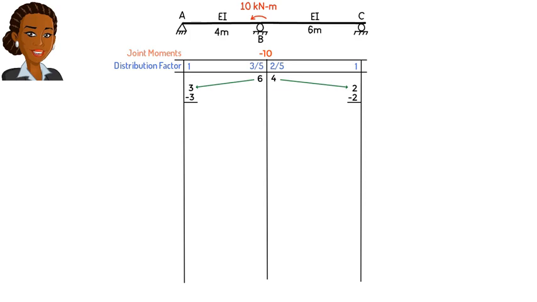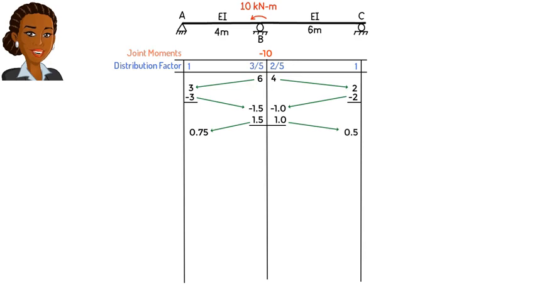We then carry over half of each recently added moment value to the other side of the member. This means we write -1.5 in the second column and -1 in the third column. Consequently, joint B has to be balanced again. The sum of the moments at the joint equals -2.5. We add +2.5 to the joint using the distribution factors, like this. We then carry over half of each moment to the other side of the member.